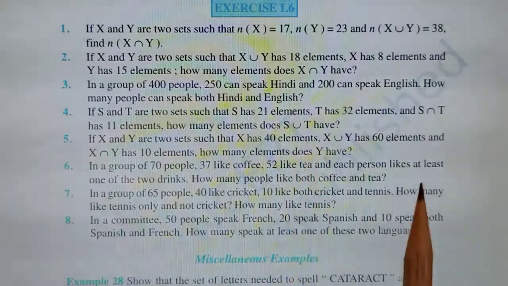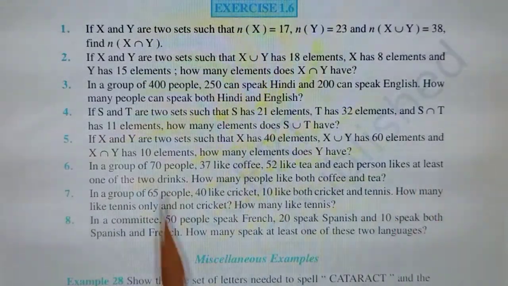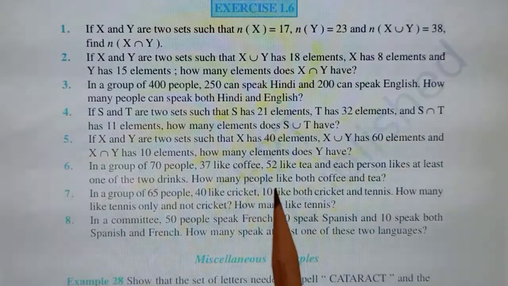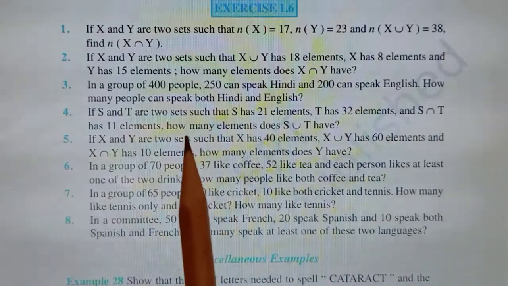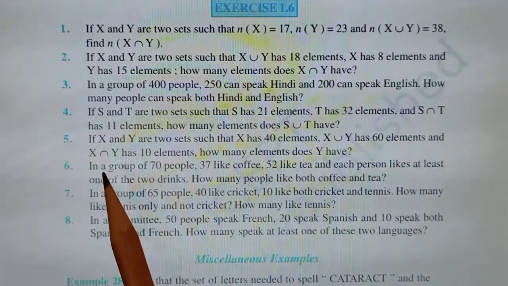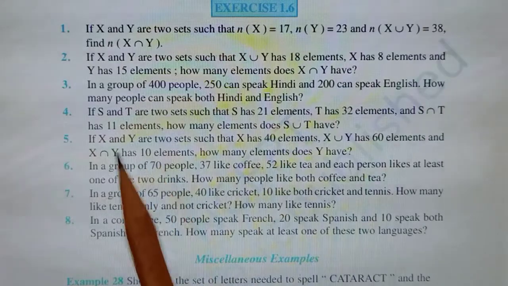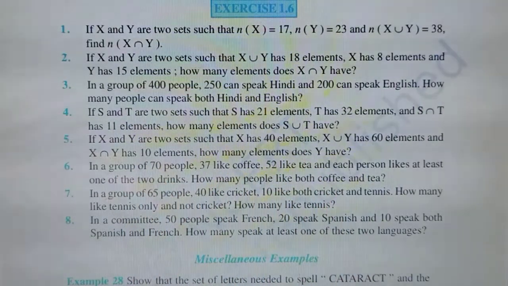So when I say at least one of the two, always this language, at least one of the 2, 3, 4, whatever, as many, at least one is symbolic of union. So they've made it clear that each person likes at least one of the 2 drinks, which means the cardinal number of the universal set is the same as the cardinal number of C union T, if we denote them like that.